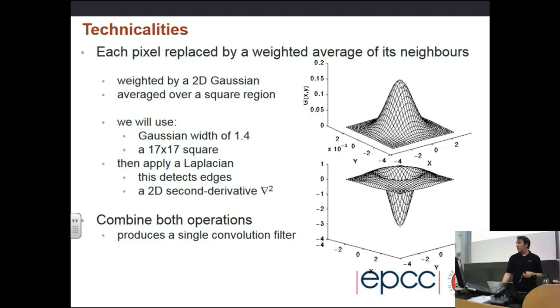It's kind of obvious that if you average each pixel with its neighbors with this weight, then you'll smooth them out. It's not at all obvious that if you use this strange function here, it will also at the same time take the second derivative. It's just a bit of convolution and such like. But that's not really important.